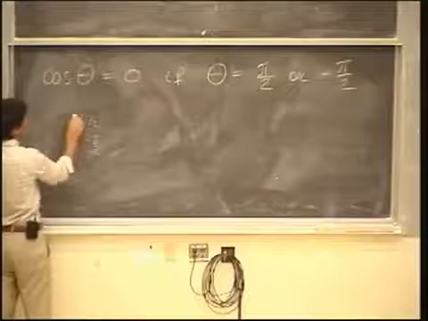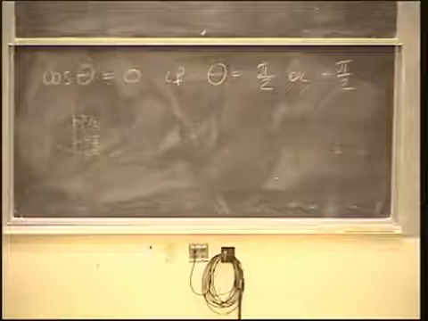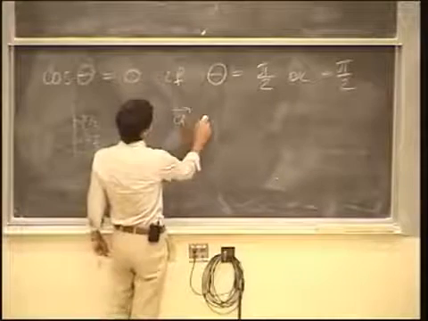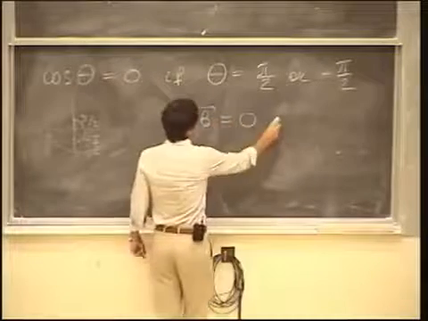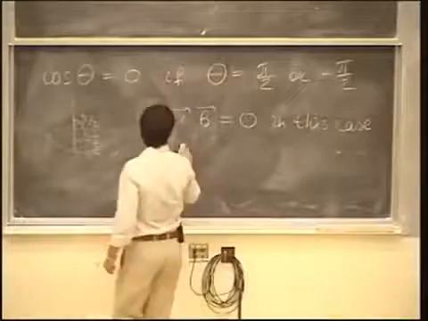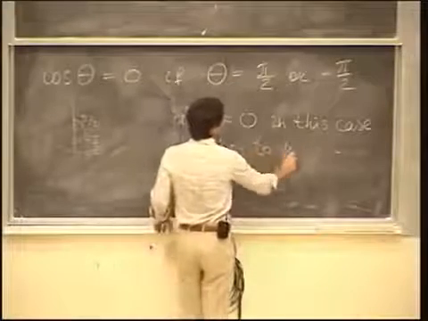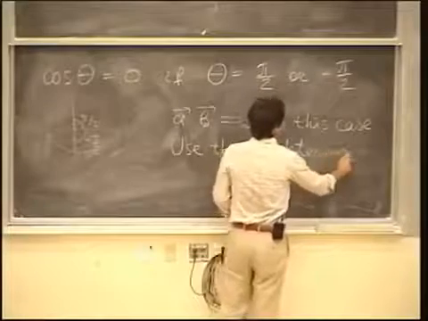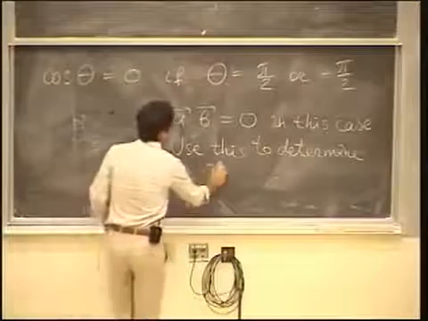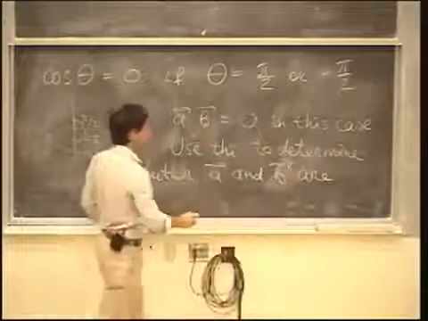Right, so if you have an angle like this or like this, the projection onto the x-plane, which is the cosine, is equal to 0. So in this case, the dot product formula tells us that the dot product is 0. So you can use this formula to determine whether the vectors A and B are perpendicular to each other or not.